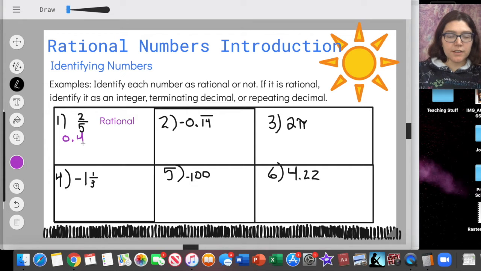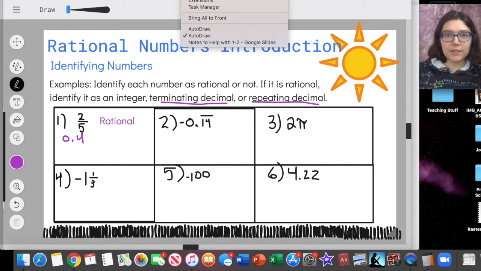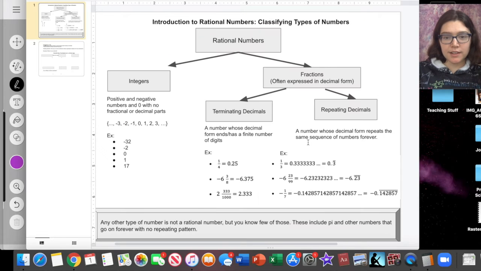0.4. So then we need to decide, well, is this an integer? No, we already said it wasn't an integer. It's a fraction, so is it either a terminating decimal or a repeating decimal? Okay, well, it's always good to go back to our chart. A terminating decimal means a number whose decimal form ends or has a finite number of digits. That's different than our repeating decimals, where we have our repeating lines.